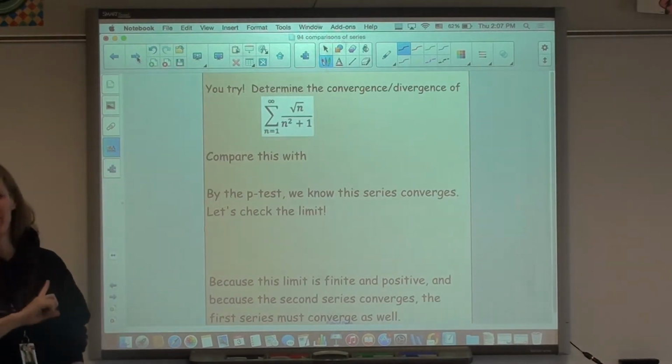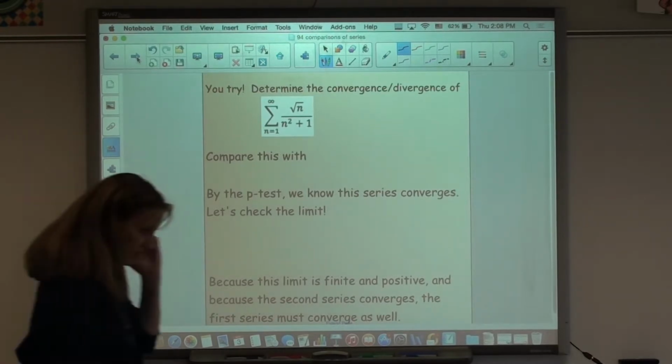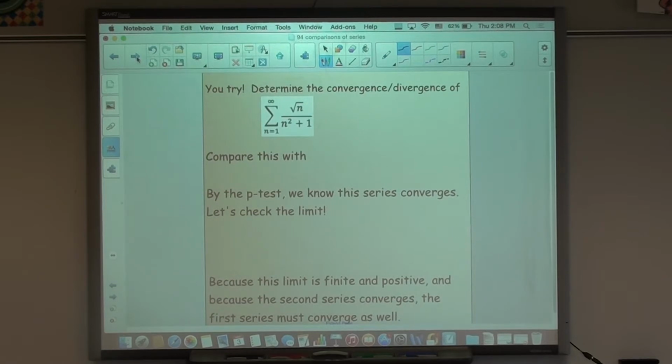All right, so try this one on your own or with your partner. Do you make up a function to compare? You can just say root n compared to n, or root n over n squared. You can just do 1 over n squared, or you could just make it bigger or smaller. Because then you're dividing, that goes to infinity, it turns into 0. So it converges. What is root n? n to the 1/2.